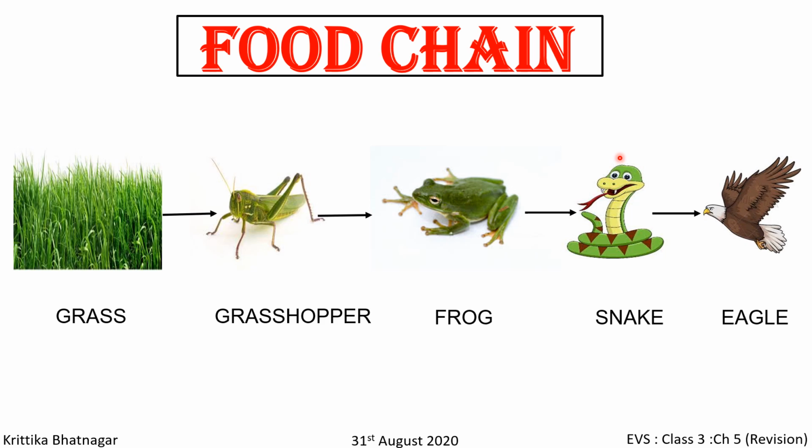And finally, eagle eats snake, and when eagle dies, its body gets mixed with the soil and makes the soil fertile. So what do we understand? We understand that plants and animals are dependent on each other. Let's take one more example.